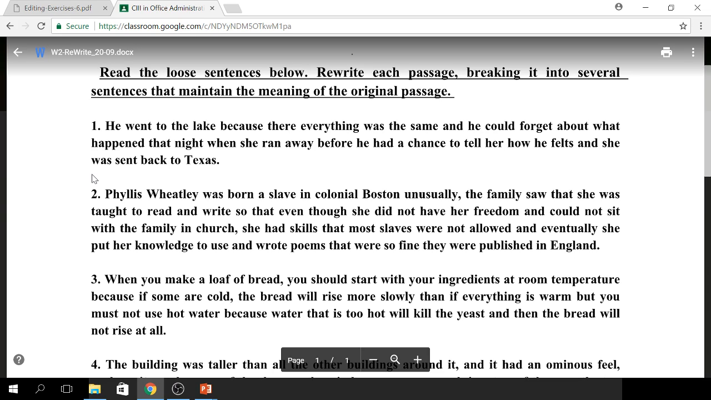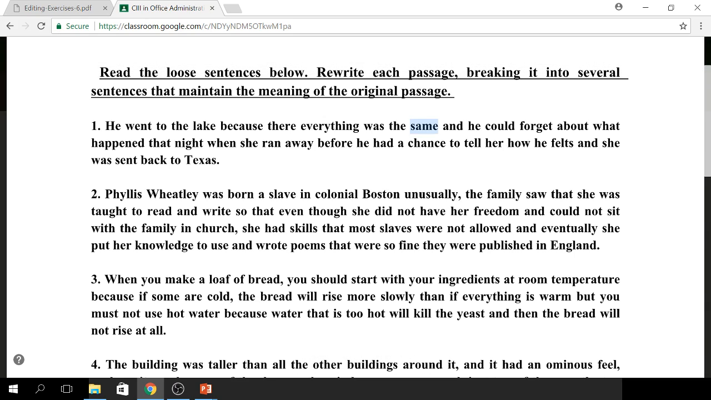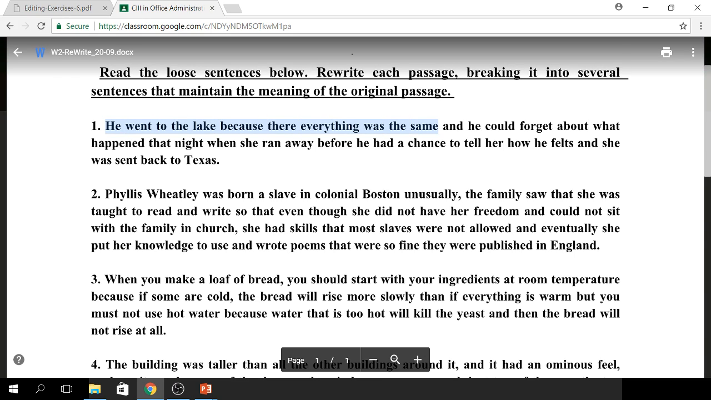Anyway, and also if there are any other mistakes, you can correct them also. For example, here it says how he felt. You do not say felt, right? So you should correct mistakes like that also. Also, if you have to, you can omit or remove one or two words from the passage. For example, he went to the lake because there everything was the same. We could stop here.